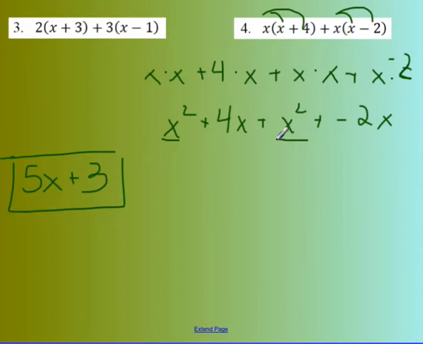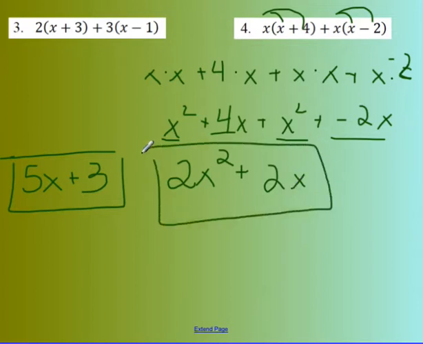Now we need to combine those. So this is where it gets a little bit tricky. When we take x squared plus x squared, remember back to combining like terms. That's where you add the coefficients and keep the exponent the same. So this is going to become 2x squared. You're not going to add the exponents here because you're not multiplying. When you're adding, you just keep the exponents the same. Lastly, 4x minus 2x is going to give us 2x. So our final answer for number 4 is 2x squared plus 2x.